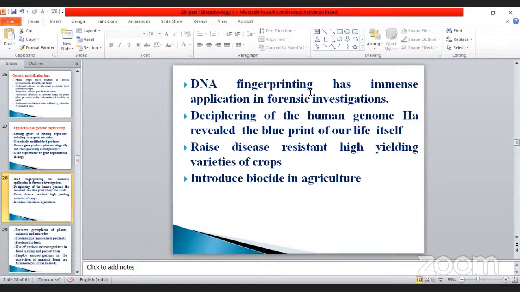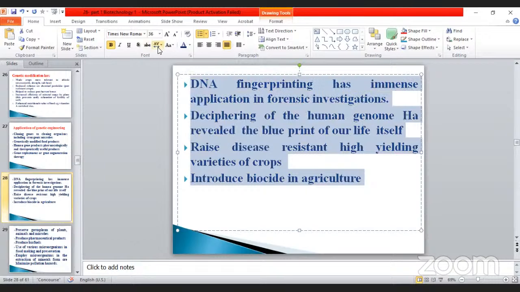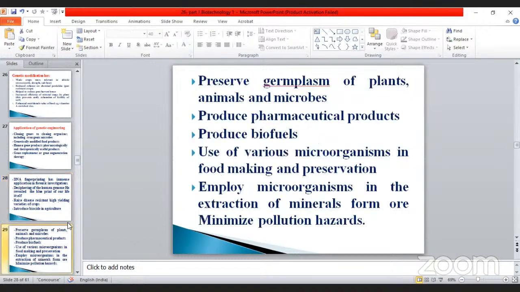We can do it in this process: introduce a biocide in agriculture. Already we discussed this, some of the biocides. Biocides means one microorganism kills another one. In the agricultural aspects, we see BT cotton. Already we discussed DNA fingerprinting, the technology you already know about. So these all come under DNA genetic engineering, the application point of view.